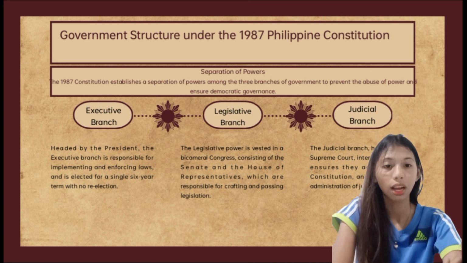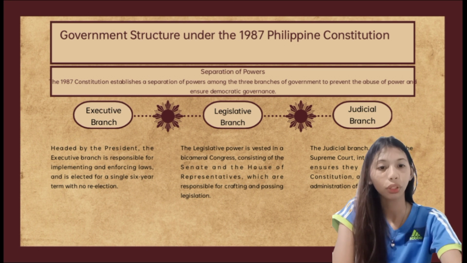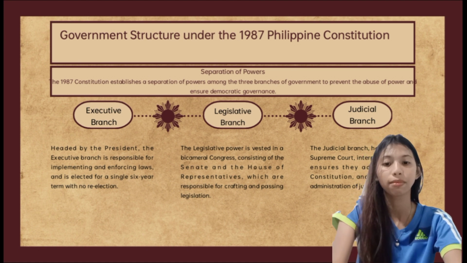The third branch is the judicial branch. The judicial branch is responsible for interpreting and applying laws. It consists of the courts, including the Supreme Court, lower courts, and special courts. Judges and justices are appointed by the president and confirmed by the Commission on Appointments. The judicial branch ensures the laws are applied fairly and consistently, resolves disputes, and safeguards the rights and liberties of the citizens through the legal process.